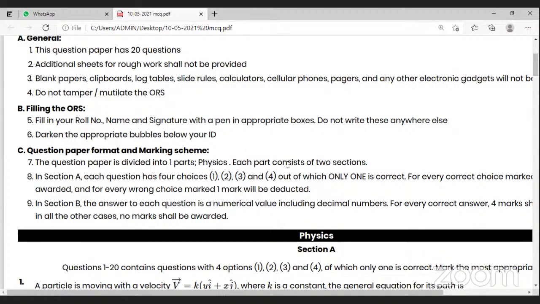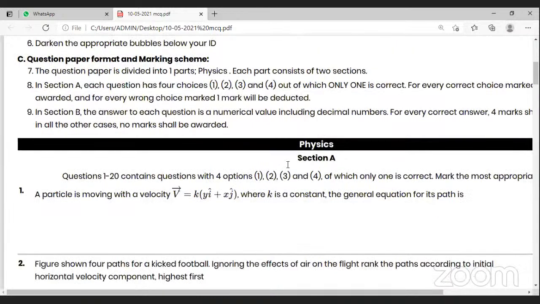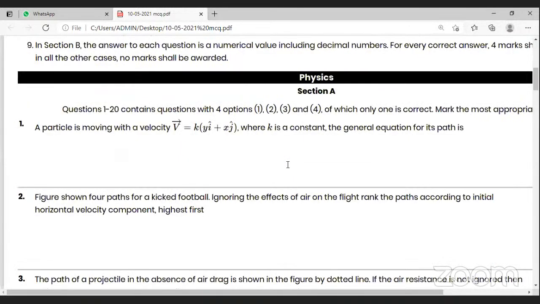So today I will discuss some more questions related to projectile motion only. Already in the last class we discussed some 20 to 30 questions on projectile motion, and some more model questions are there.